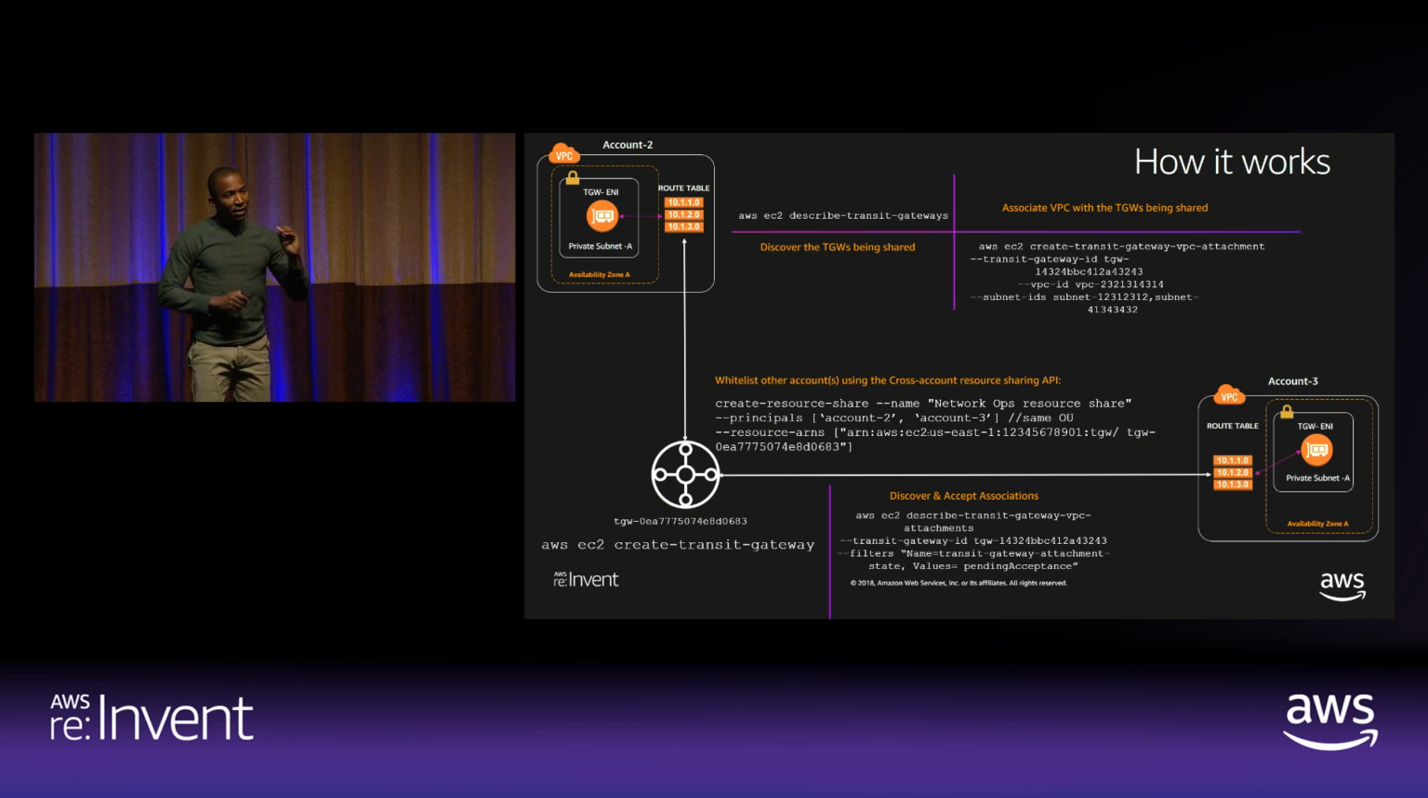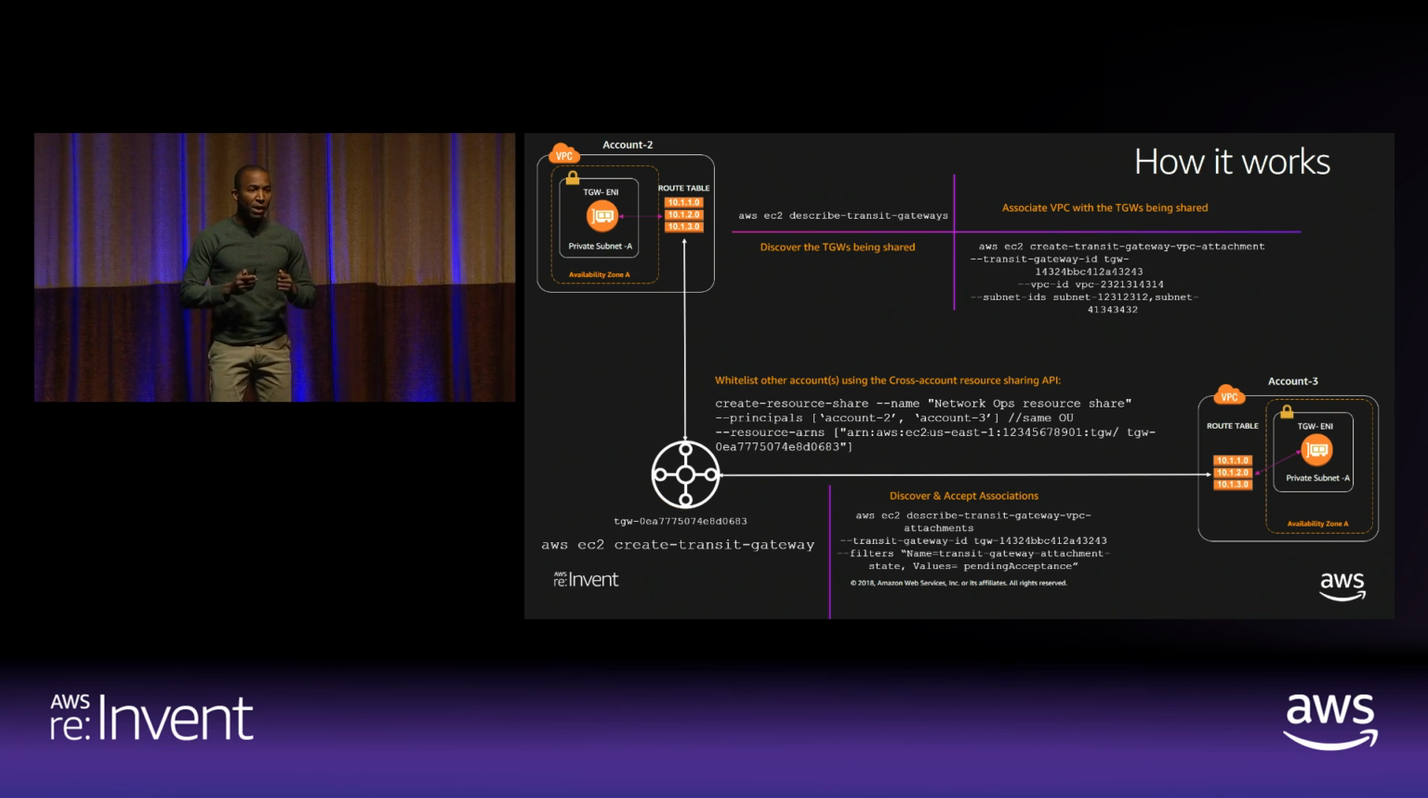Again, for every association that you make to a VPC, a successful association, a network interface is created within the subnet that you define for that association.